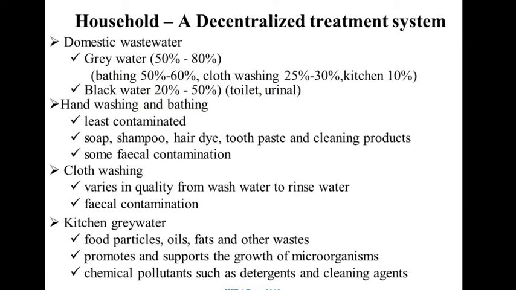Household decentralized treatment system. Domestic wastewater consists of grey water, 50 to 80%: bathing 50 to 60%, cloth washing 25 to 30%, kitchen 10%; and black water, 20 to 50%, that is from the toilet and urinals. Hand washing and bathing have less contaminants: soap, shampoo, hair dye, toothpaste, cleaning products, some fecal contamination. Cloth washing and kitchen grey water consist of food particles, oil, fats and other waste, and chemical pollutants such as detergent and cleaning agents.